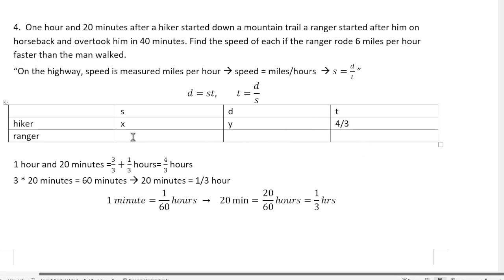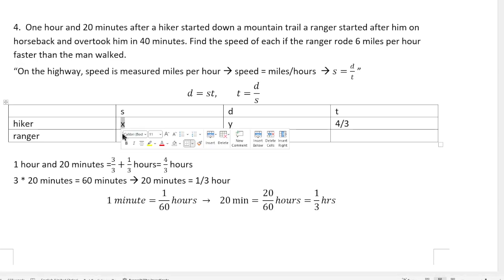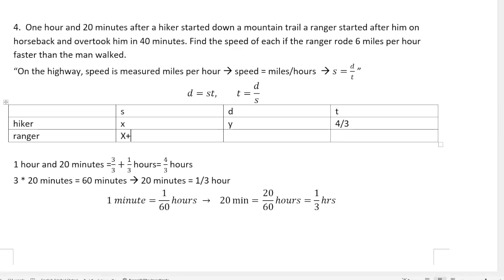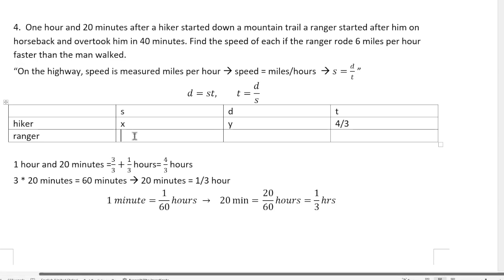Let's now work with the ranger. Do we know the ranger's speed? Well, it says 6 miles per hour faster than the man walked. Well, the speed of the hiker is x, so the speed of the ranger would be x plus 6.